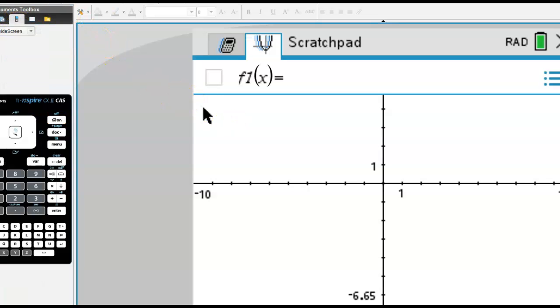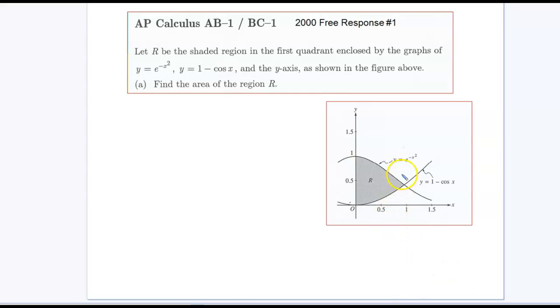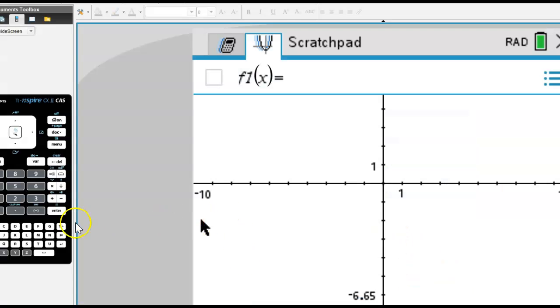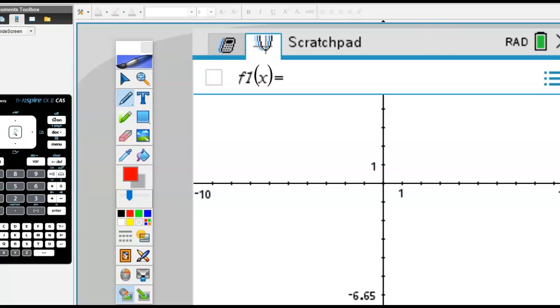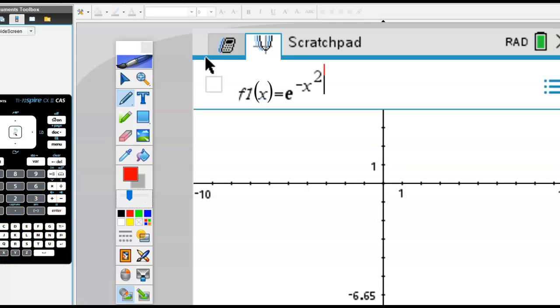So the first thing I'm going to do is graph the first function, which was e to the negative x squared. On the graphing calculator, it's going to be e raised to the negative x squared.